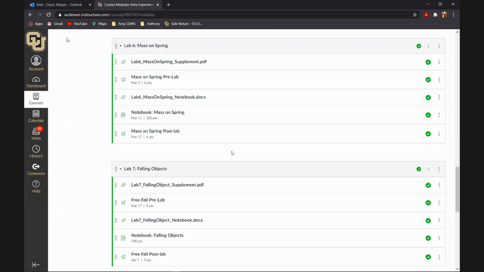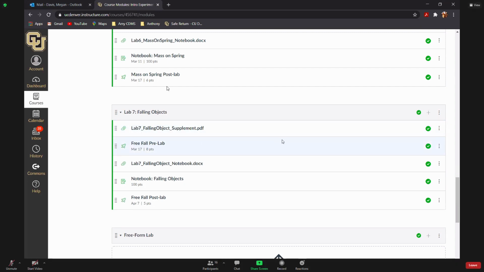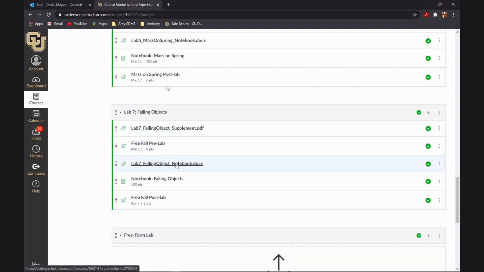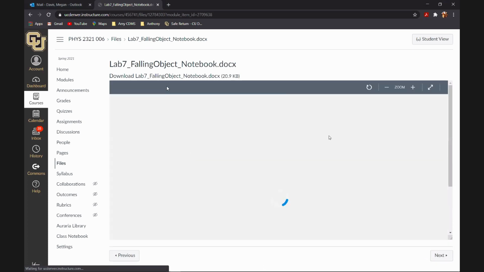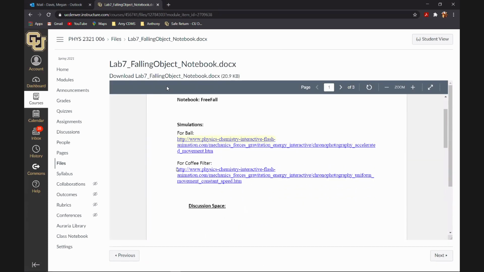Way down to lab 7, falling objects. Hopefully you already read that supplemental information. And then if you go into the notebook, again, there's not really much going on in these notebooks anymore. They just have the links for the simulators at the top. Let me share my actual screen.